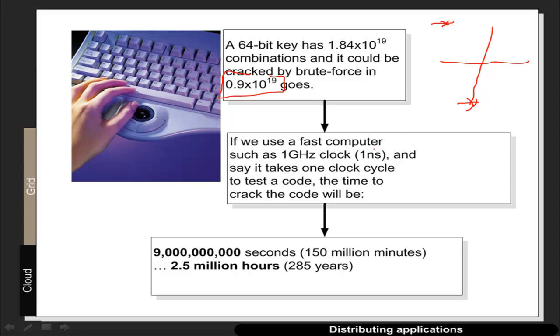So if we take a fast computer, and let's say it takes us 1 nanosecond to actually search each of the keys, then it takes about 9 billion seconds, or 150 million minutes, to actually search on average for the key, 285 years.